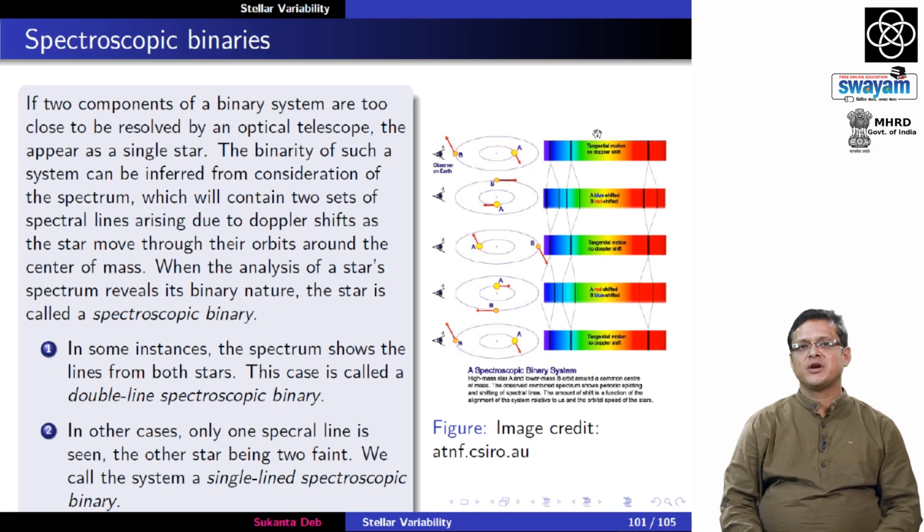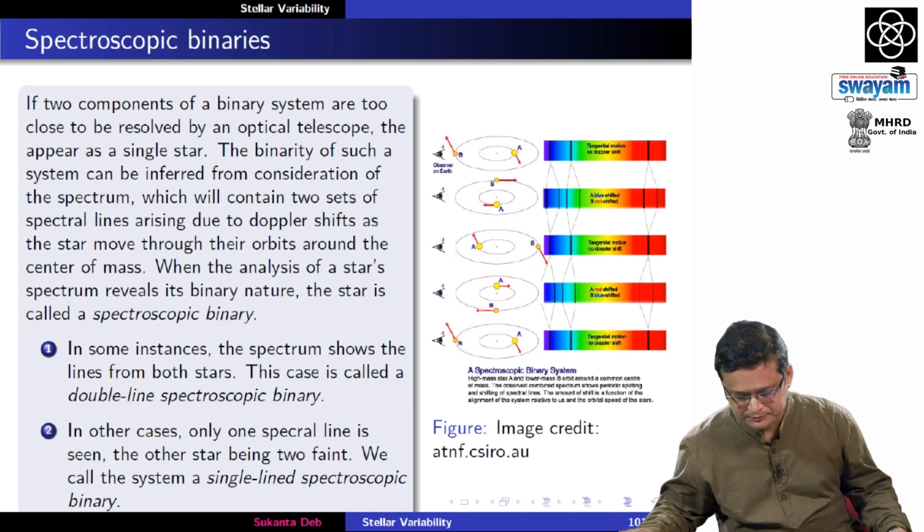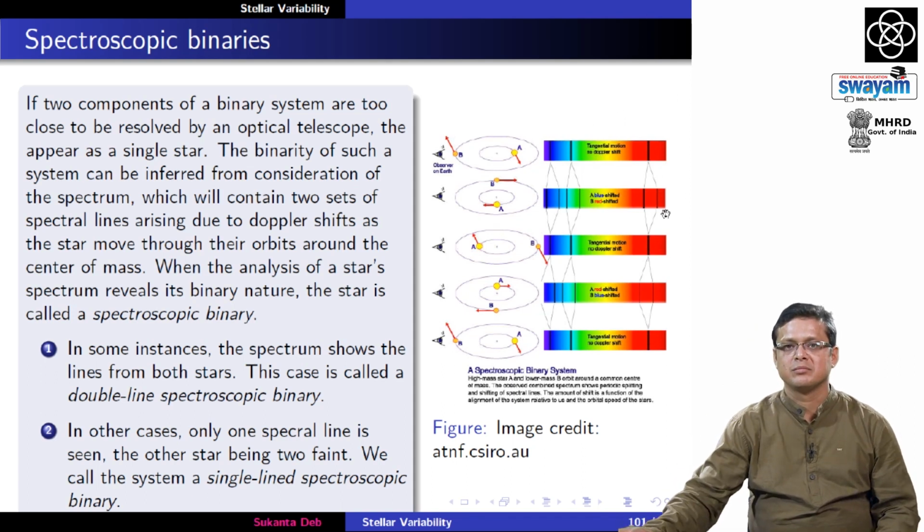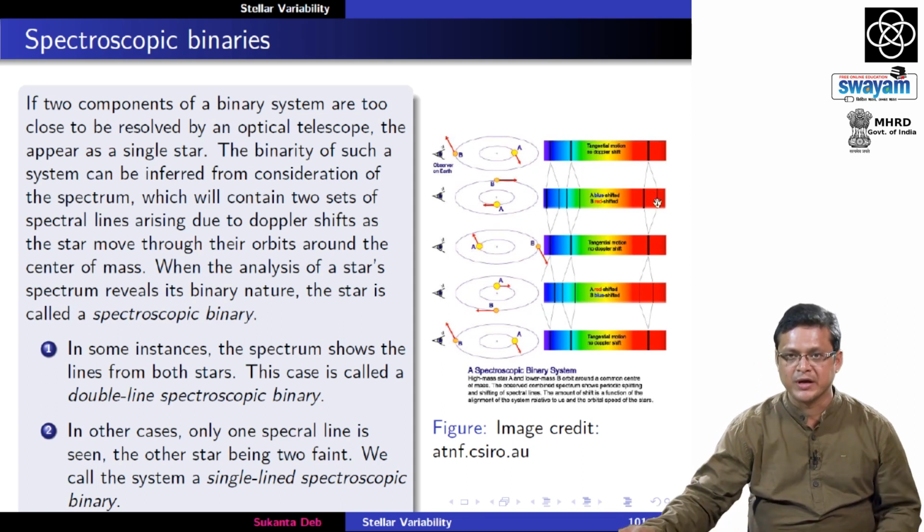Spectroscopic binaries. If two components of a binary system are too close to be resolved by an optical telescope, they appear as a single star. The binarity of such a system can be inferred from the spectrum, which will contain two sets of spectral lines arising due to Doppler shift as the stars move in their orbits around the center of mass. When the analysis of a star's spectrum reveals its binary nature, the star is called a spectroscopic binary. In some instances, the spectrum shows the lines from both stars. This is called a double lined spectroscopic binary. In other cases, only one spectral line is seen, the other star being too faint. We call the system a single lined spectroscopic binary. Here is a diagram showing a spectroscopic binary system.